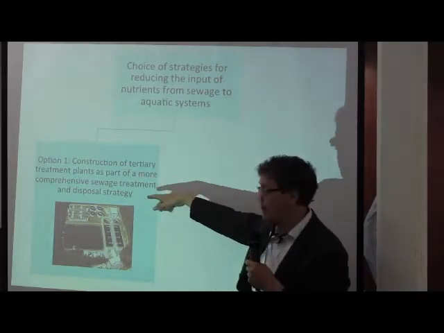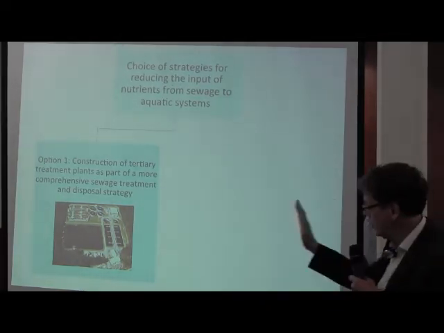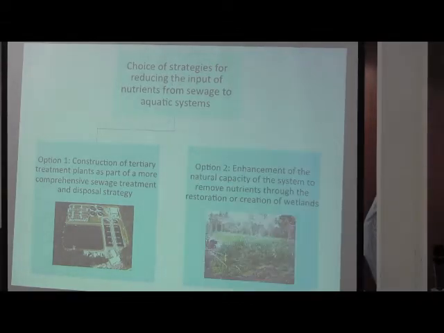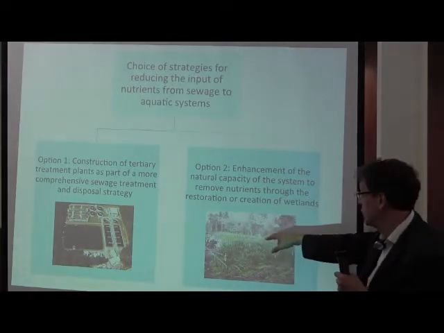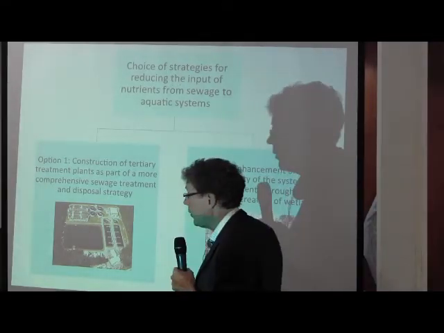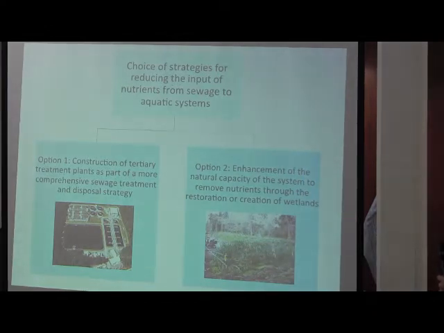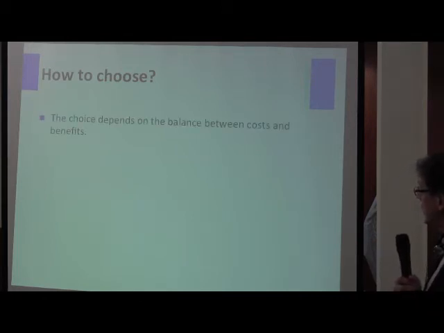the construction of tertiary treatment plants. It's part of a more comprehensive sewage treatment and disposal strategy. That's one avenue you could take. The other avenue you could take is to enhance the natural capacity of the system to remove nutrients through the creation of wetlands. So they're two options. They're both viable options, and they're both used. So how do we choose? How do we choose which option to use? Which is going to be more appropriate for a given situation? And ultimately the choice is going to come down to a balance between the costs and the benefits.